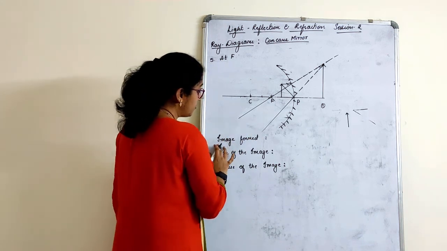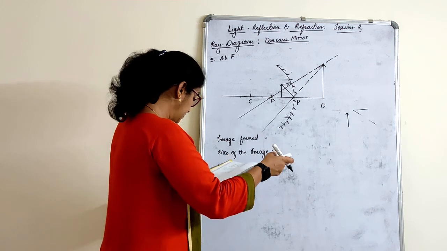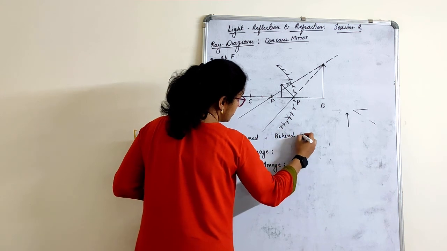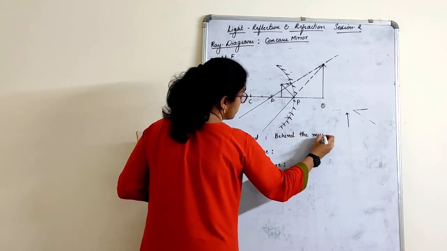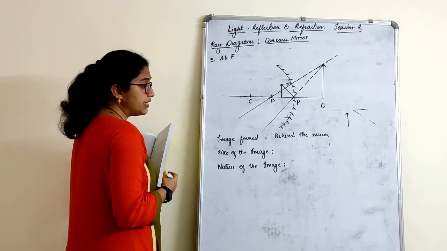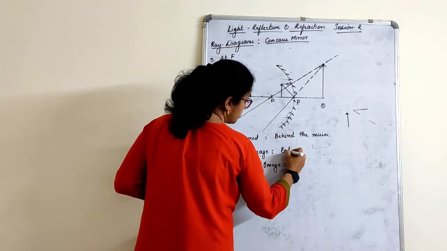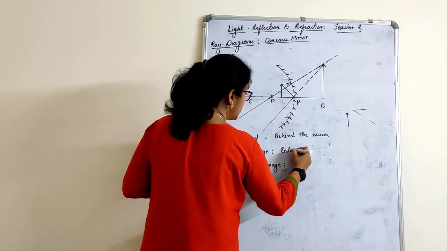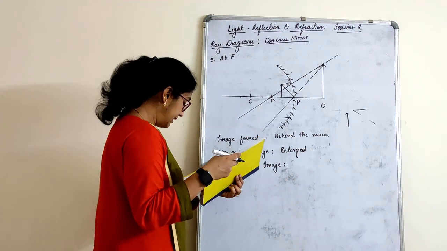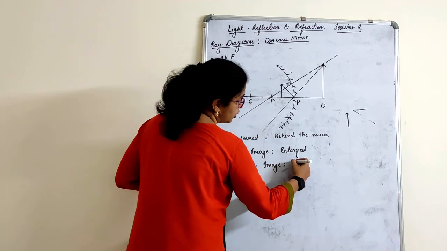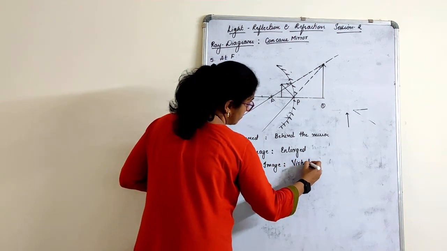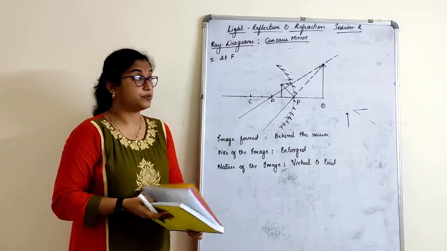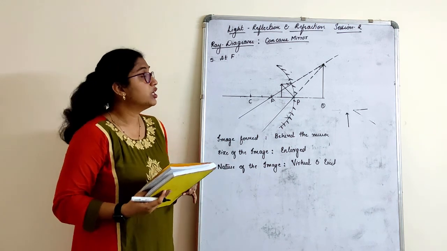Got it? So let us write, where is the image formed here? The image is formed behind the mirror. Size of the image: enlarged. When we use the word highly enlarged, it is for infinity, because it is very big. Enlarged. Nature of the image: it is virtual and erect. It is standing straight like the object kept. These are the ray diagrams for concave mirror.